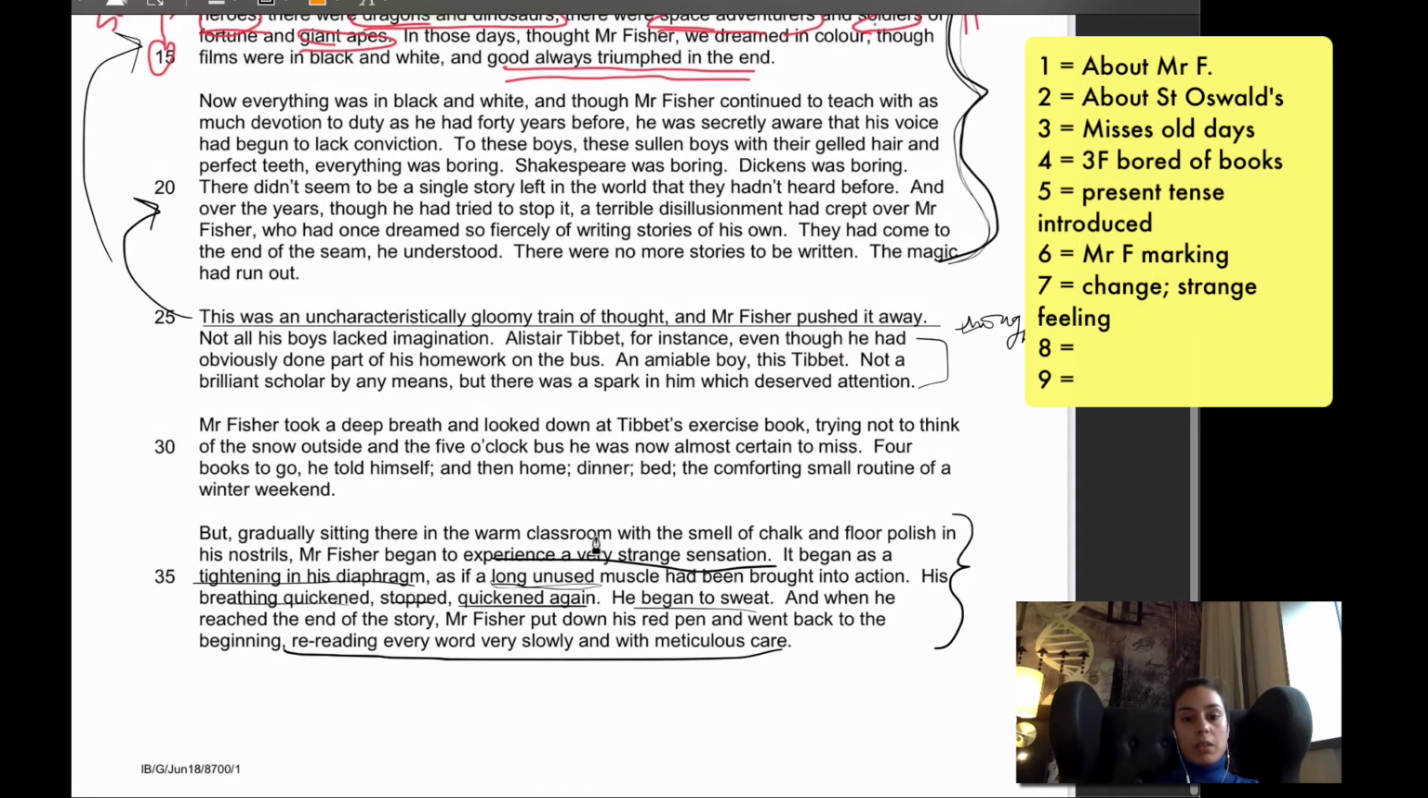And then this last paragraph of page 1, we've noticed, well, we're not finding out why. Why is Mr. Fisher experiencing a strange sensation? Why is his breathing quickening and then stopping and then quickening again? Why is he beginning to sweat? Is it something really bad? Is it something really good? Because if a teacher rereads something very slowly or meticulously with care, it's either because it's very, very good or it's absolutely abysmal and they have to do that because it's too difficult to read otherwise. So let's look at the end and see what the last two paragraphs bring us.